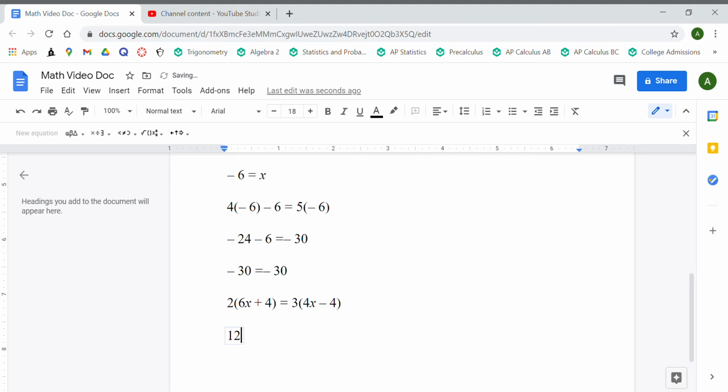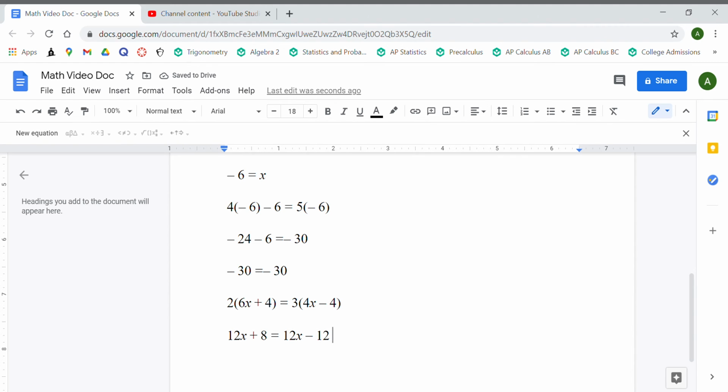So we have 2 times 6x equals 12x, and 2 times 4 equals 8. And then on the other side, multiply 3 to everything. 3 times 4x equals 12x. 3 times -4 equals -12.